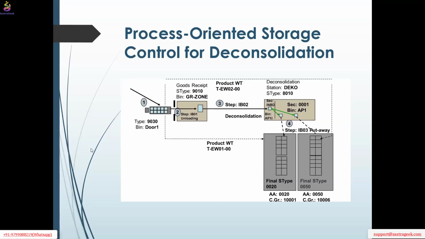Like, for example, you see 1, 2, 3, 4, which has been highlighted here. But now, using this process oriented storage control, we will try to define certain steps. First would be an unloading step. The second would be the deconsolidating step. The third one would be putaway. It means the products, whatever the warehouse receives, have to undergo a certain process over here. That is what we have in this particular deconsolidation.